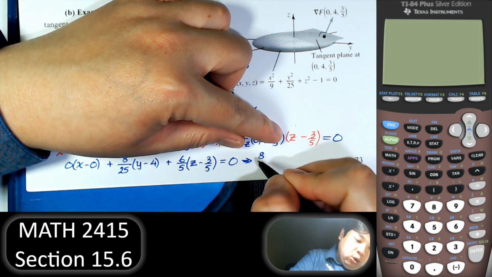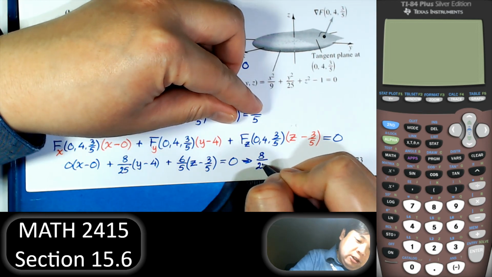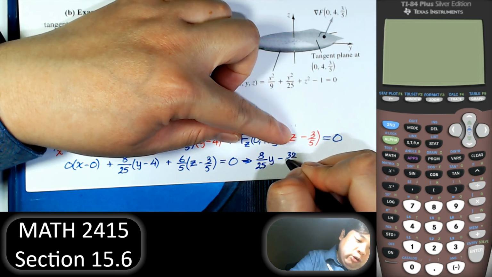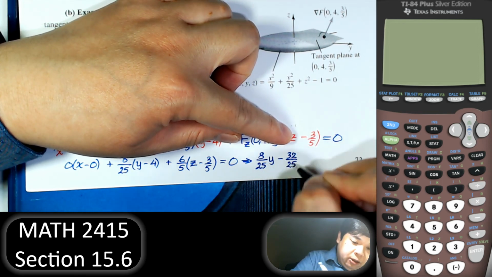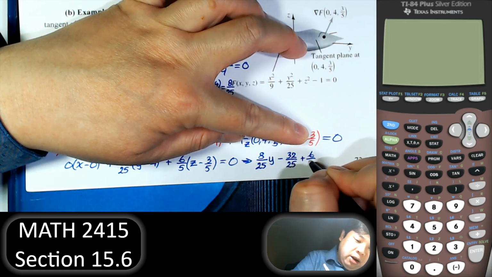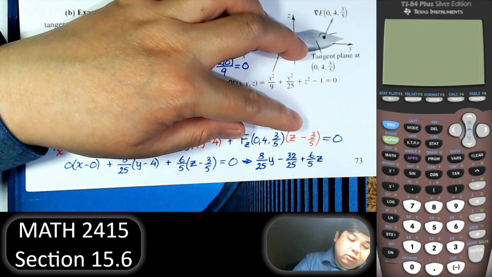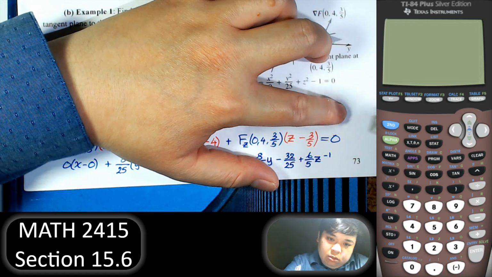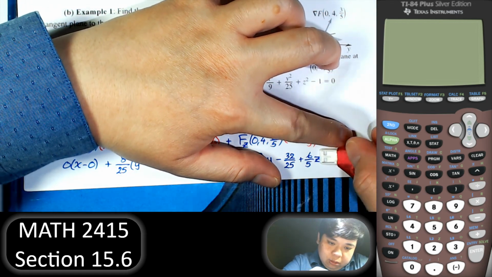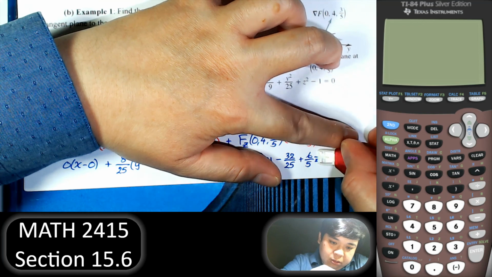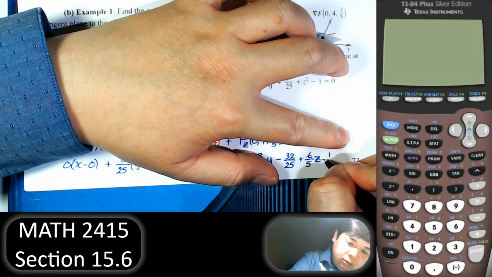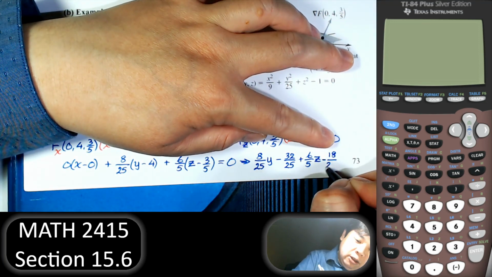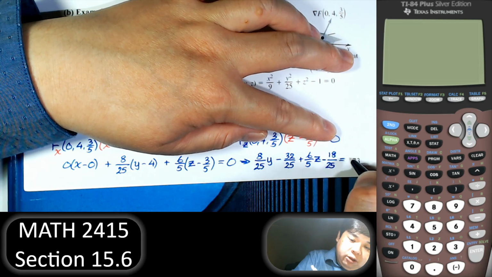So it gives us 8 over 25 times y. 8 over 25 times 4, so minus 32 over 25, plus 6 over 5 z, and minus 18 over 25, equal to 0.